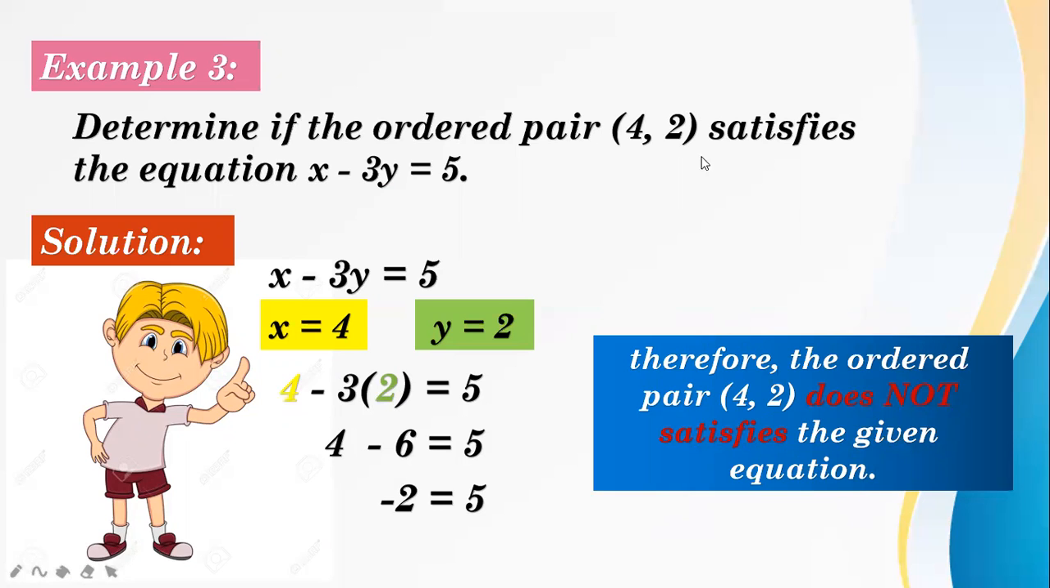And therefore, the ordered pair 4, 2 does not satisfy the given equation. This ordered pair is not a solution of x minus 3y equals 5.